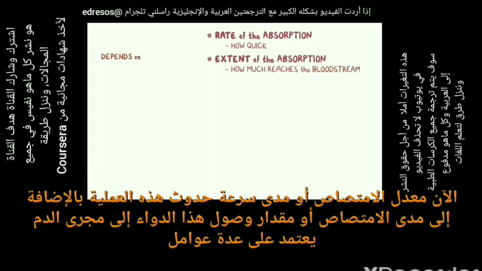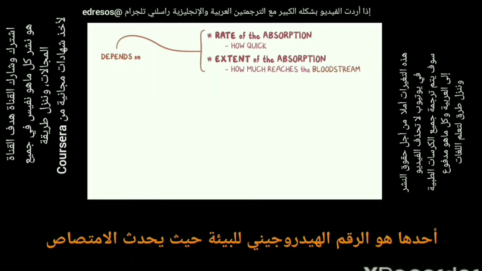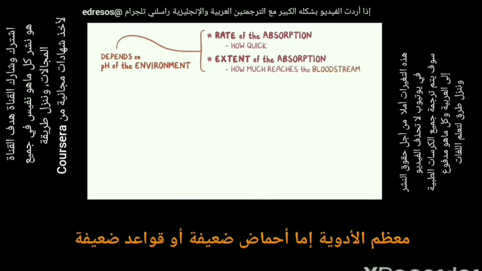Now, the rate of absorption, or how quickly this process occurs, as well as the extent of the absorption, or how much of that medication reaches the bloodstream, depend on several factors. One of them is the pH of the environment where absorption takes place.